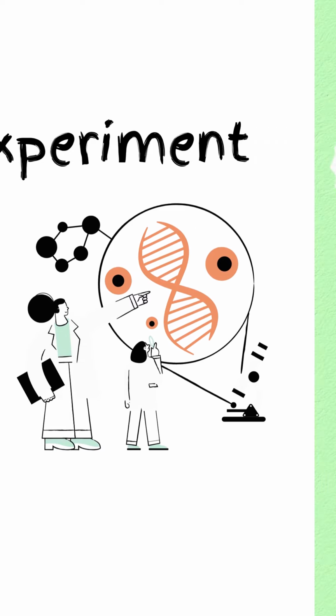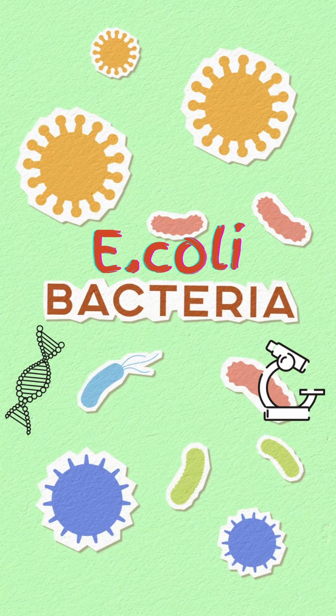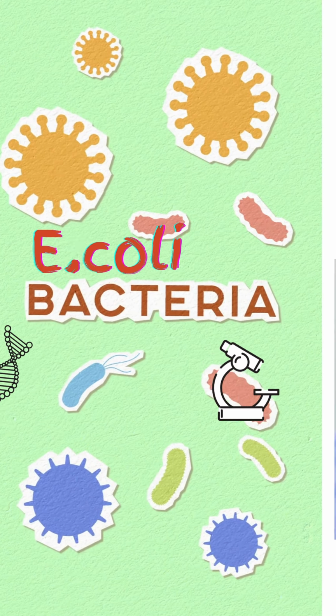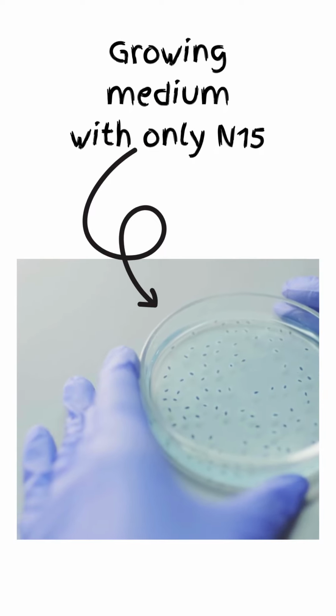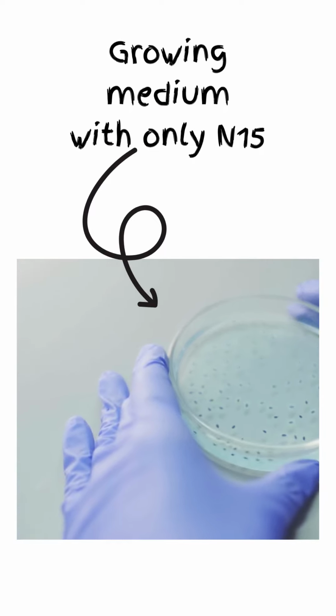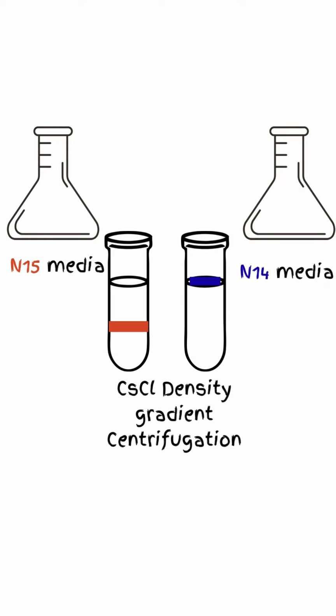Meselson and Stahl took ordinary E. coli bacteria and started growing them in a special medium. Not just any medium, this one had heavy nitrogen as the only nitrogen source. After they grew, they checked the bacterial cells after many generations and showed that all the bacterial cells had heavy nitrogen incorporated into their DNA.